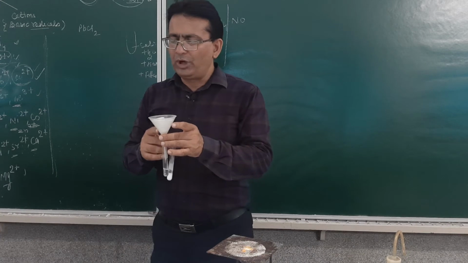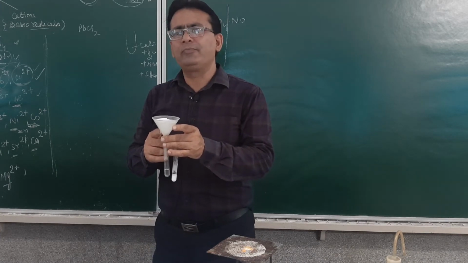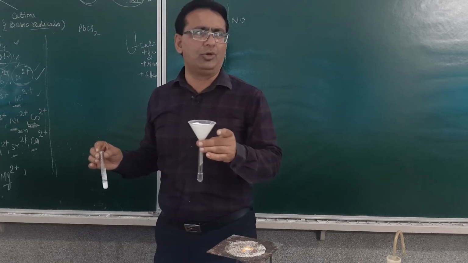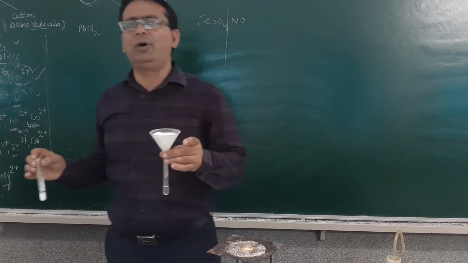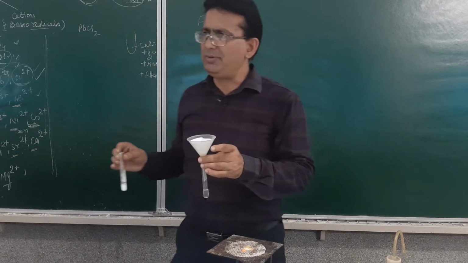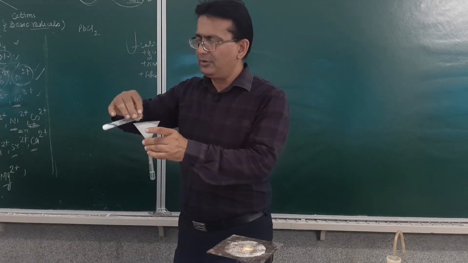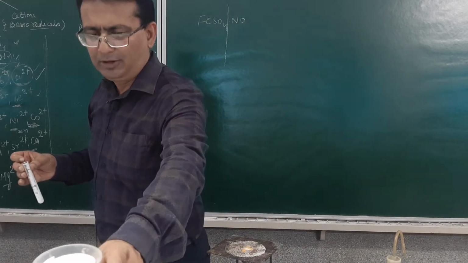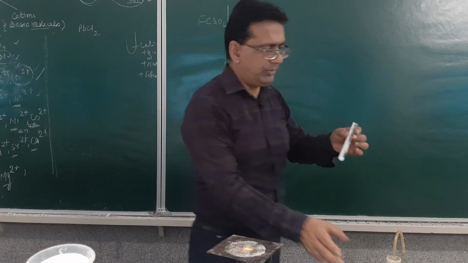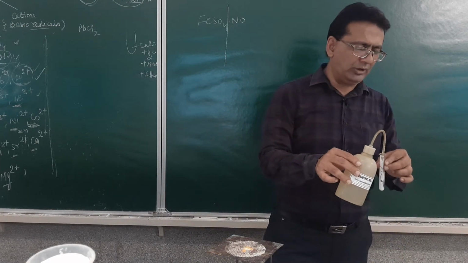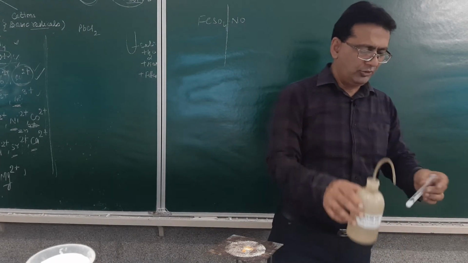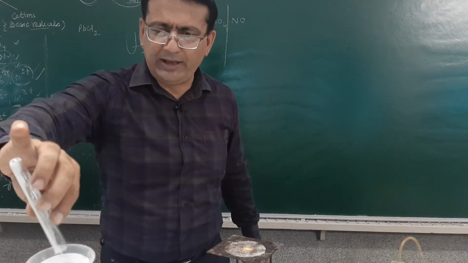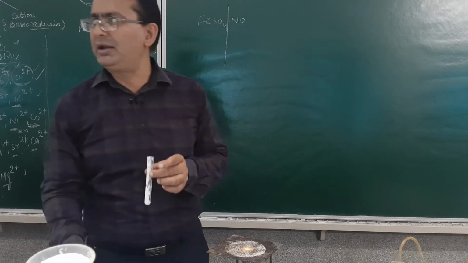Since it contains lead from group number 1, white color precipitates are observed by adding dilute HCl. So these precipitates will be of lead chloride, PbCl2. Now I'll filter this. If something is left in this, you may again add a bit of dilute HCl or water and filter it again, so that the entire filtration is done very effectively. Am I getting it clear?